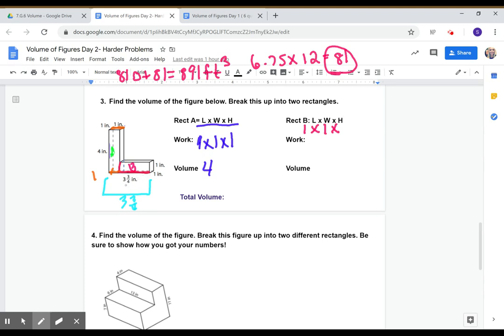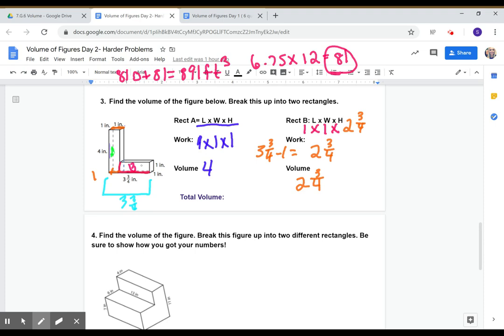So what we could do is let's subtract. 3 and 3/4 minus 1 gives me 2 and 3/4. So 1 times 1 times 2 and 3/4 gives me 2 and 3/4. So for B, that gives me a total volume of 2 and 3/4. Now remember, I'm not multiplying these. We already found the volume for A, we found the volume for B, so we're not multiplying them, we're just adding them together.